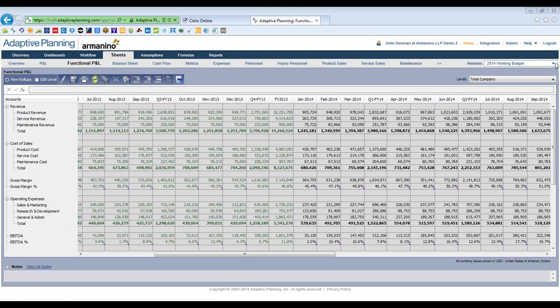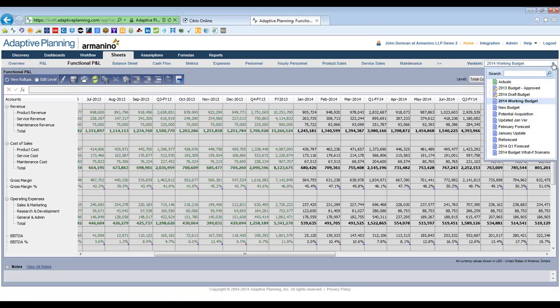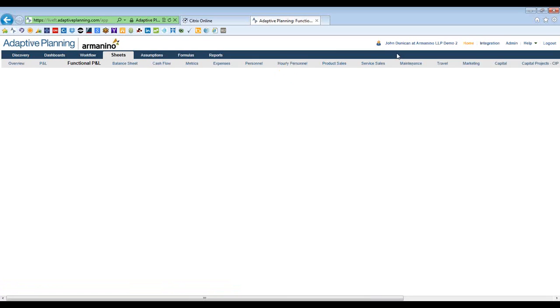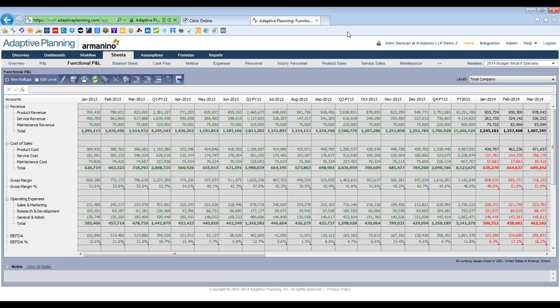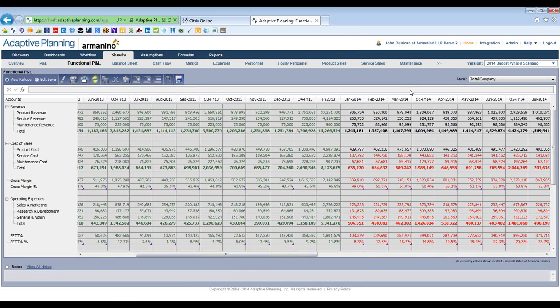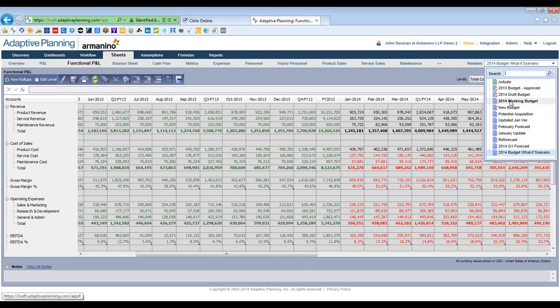As I mentioned before, within Adaptive, you can create as many different budgets as you choose to. You can see here, and they just list right here, we're looking at the 2014 working budget. You can create new budgets. You can do forecasts. You can do various what-if scenarios. You have a what-if scenario here. And as we look at these different ones, they all have different results based on the assumptions you're using and based on what you want to do with your what-if scenario.